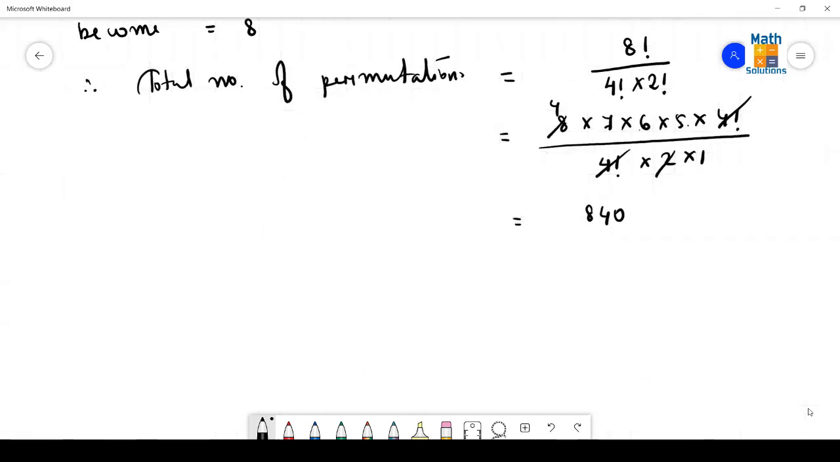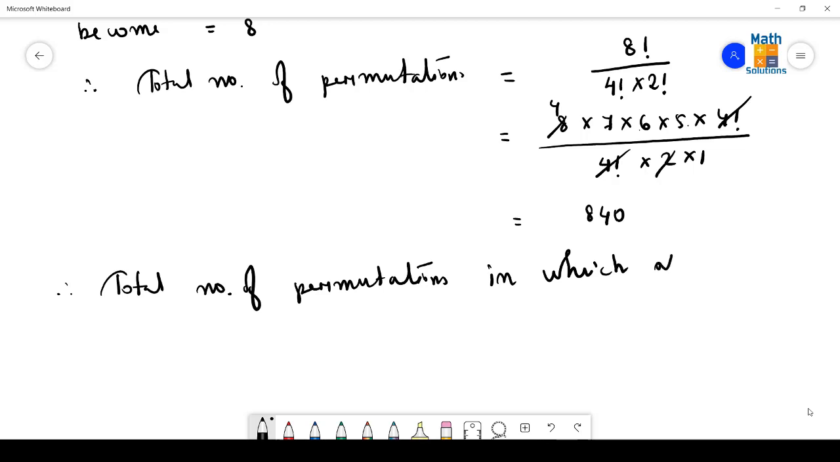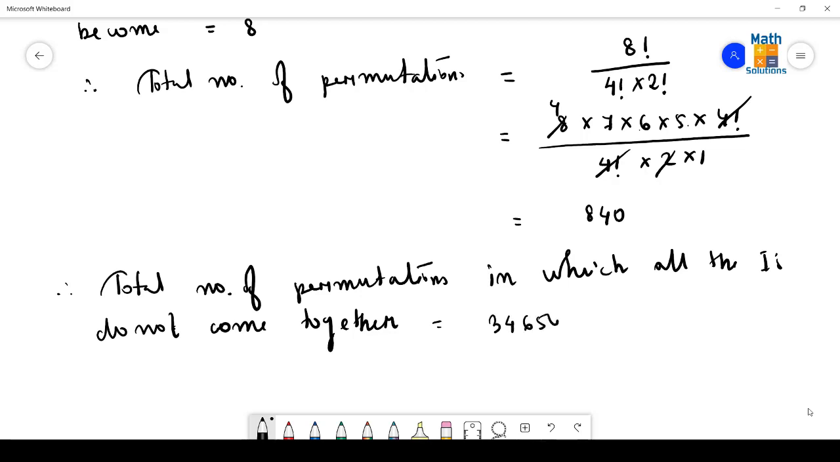So here, the total number of permutations in which all the i's do not come together will of course be equal to, from the total permutations, that is 34650, we have to subtract 840, and our answer here will become 33810. That is the answer here.